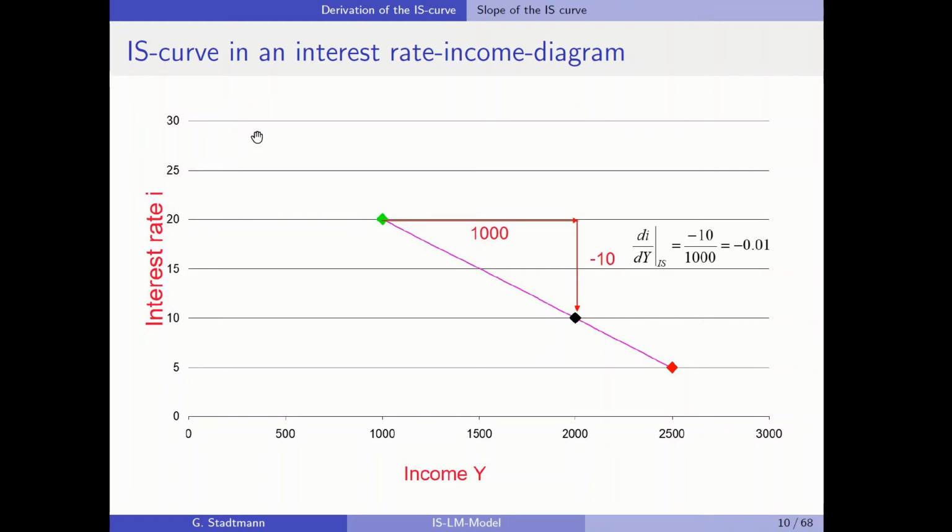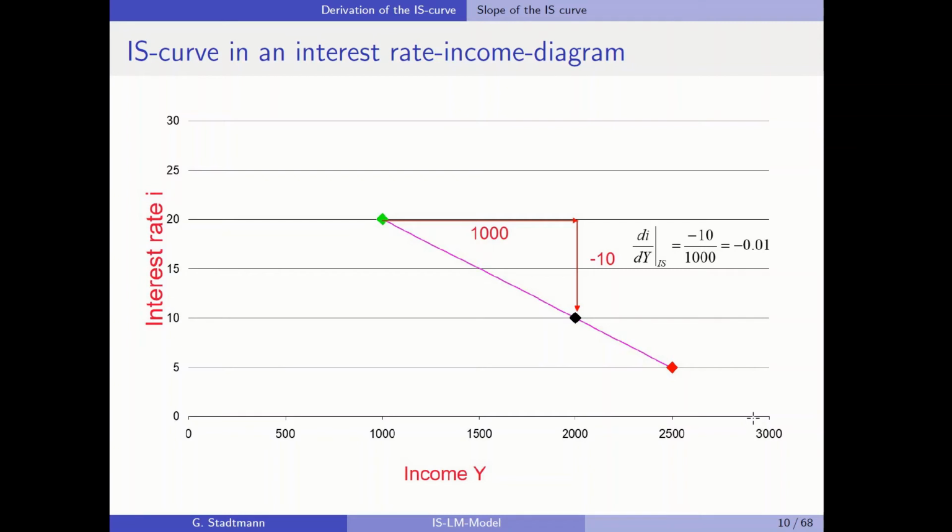It is very important that we are working in an interest rate income diagram because these macroeconomic variables will be our endogenous variables. And in case something changes, something will change in this graph, and we can directly infer from this graph how the 2 endogenous variables react.